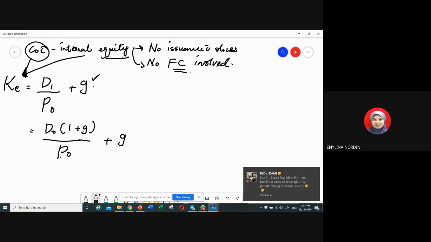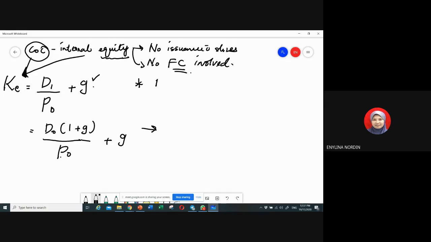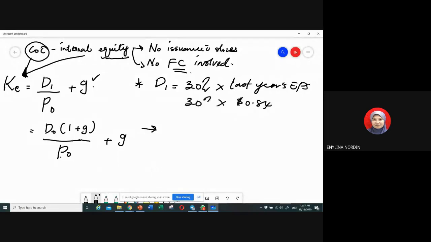Right, so how are we going to determine the KE from this question? So again, the dividend. How to calculate the dividend? It's stated in the question that D1 is 30% of what? Last year's EPS, right? Last year's EPS is the 2017 one, which is 84 cent. Multiply by 30%. So therefore, what is the expected dividend for this calculation?